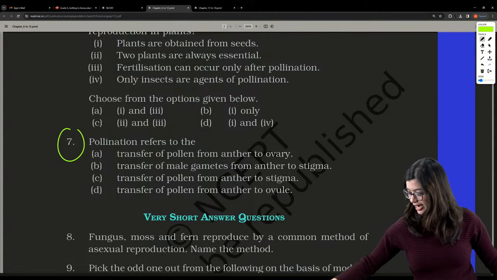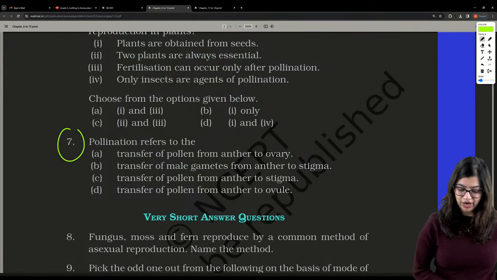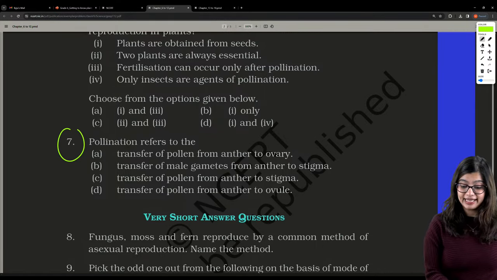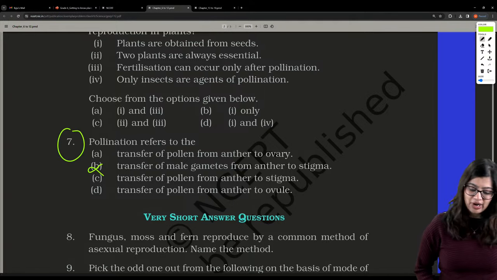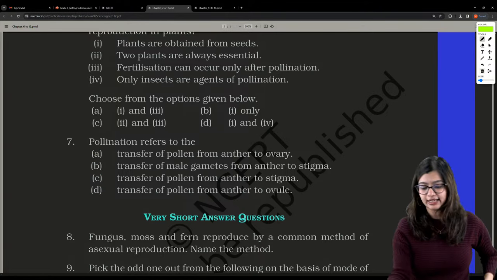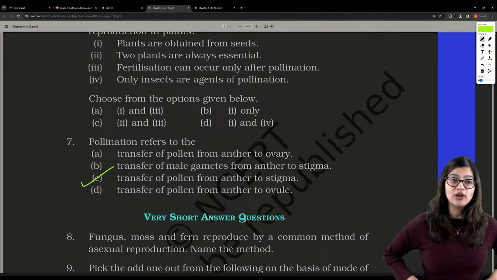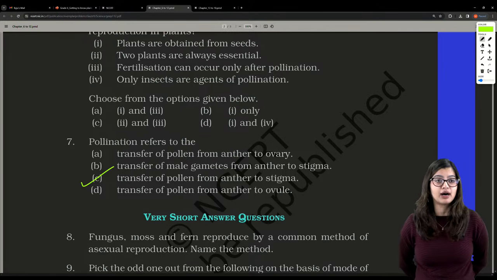Okay, very good. Transfer of pollen from anther to ovary, okay. Transfer of pollen from male gamete to anther, no. Transfer of pollen from anther to stigma, transfer of pollen from anther to ovule. Absolutely not. What is the correct answer? The correct answer is option C, which is the transfer of pollen from anther to stigma.